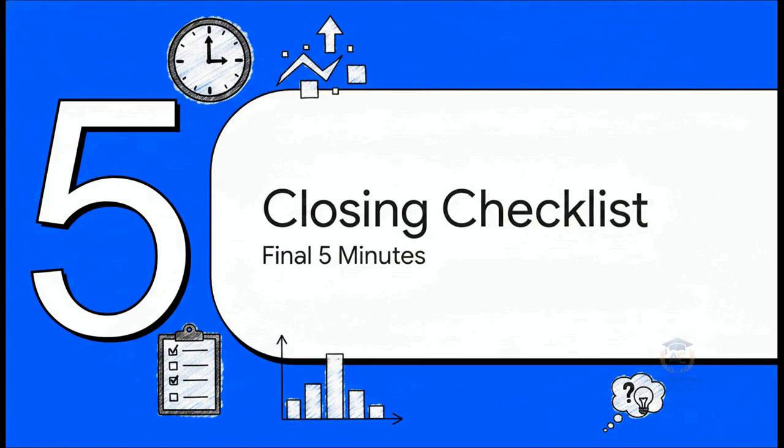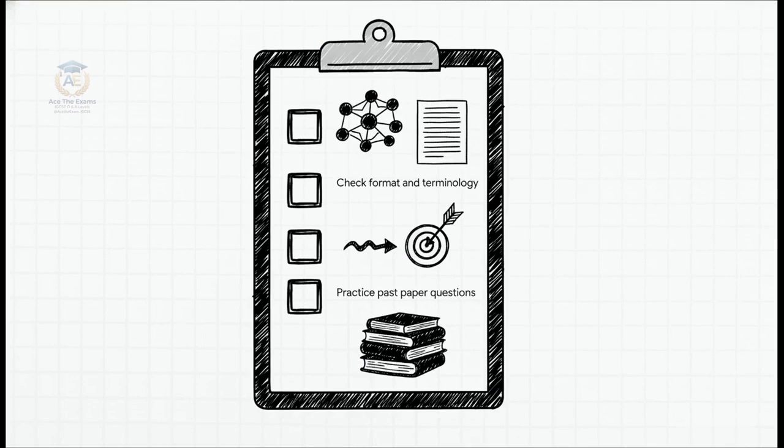Finally, we reach Section 5, the closing checklist. This is your game plan for the final 5 minutes of the exam. Let's synthesize this entire masterclass into 3 core, memorable pillars for your final 5 minutes. First, the 3-step question scan. Verify your cross-topic connections. Did you mention prudence or matching?